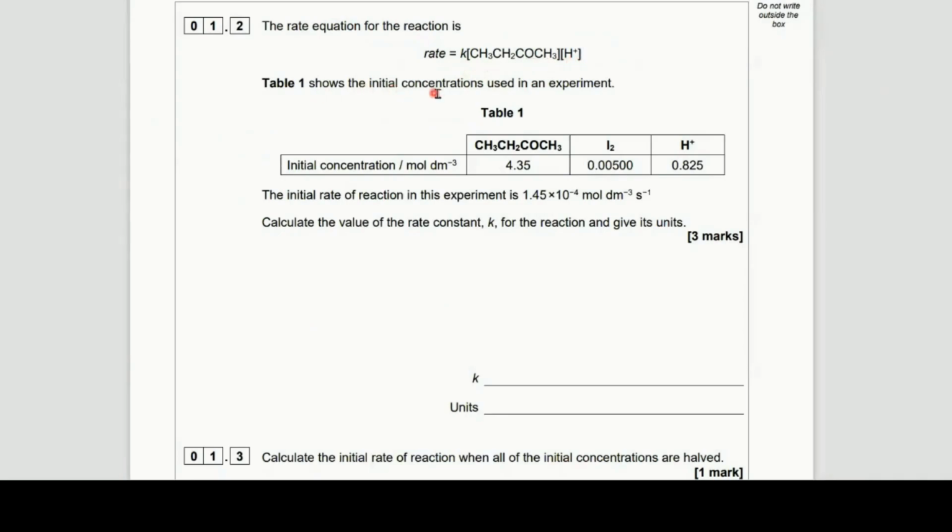Let's go. 1.2. The rate equation for the reaction is as follows. We got it here. And then we have been given the initial concentration of CH3CH2COCH3, I2, and H+. So the question is asking us, calculate the value of the rate constant K. So we want to write out the rate equation, which I'm doing here, except for, I'm using the wrong brackets. I should be using square brackets. So that's a bit dumb of me.